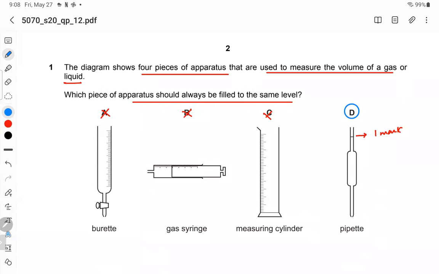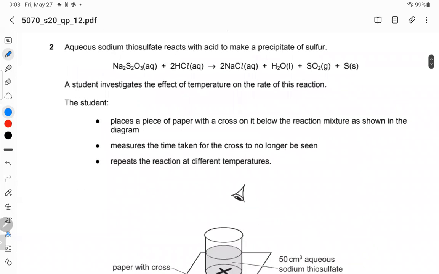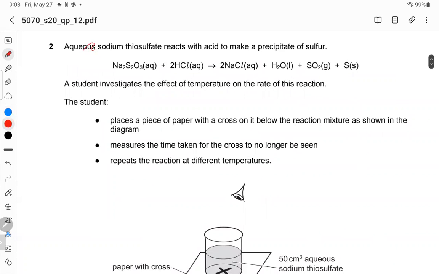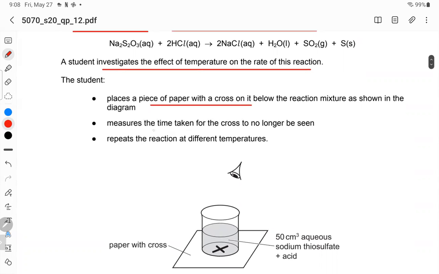Yes, sir. Okay, now question number 2. Aqueous sodium thiosulfate reacts with acid to make a precipitate of sulfur. A student investigates the effect of temperature on the rate of reaction. The student places a piece of paper with a cross on it below the reaction mixture as shown in the diagram. Measure the time taken for the cross to no longer be seen.